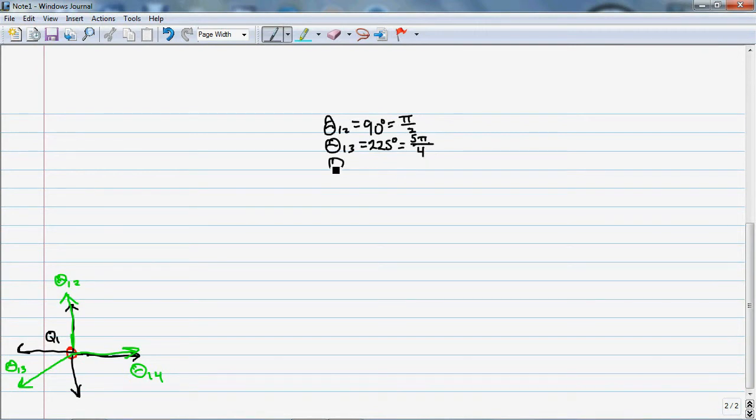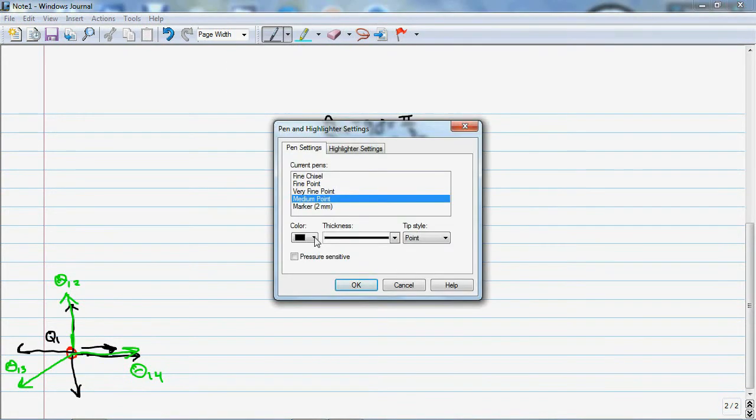And theta 1, 4, well, that's just along the x-axis, so that's just going to be 0 degrees, or 0 radians. So now I've defined these angles. Now let's define for charge 2. And charge 2 is negative, so we're going to have a green dot here.